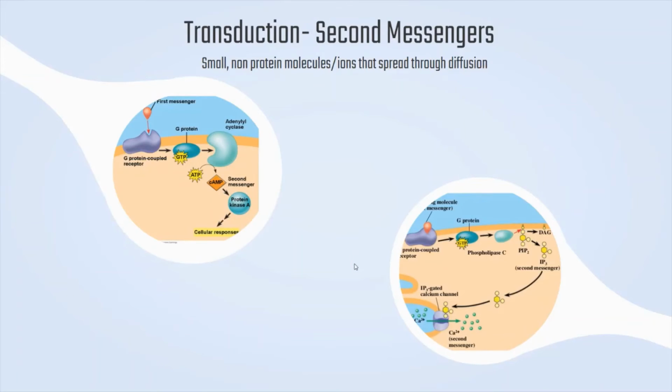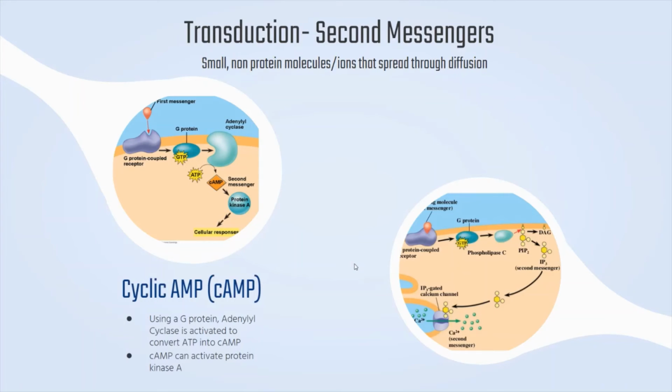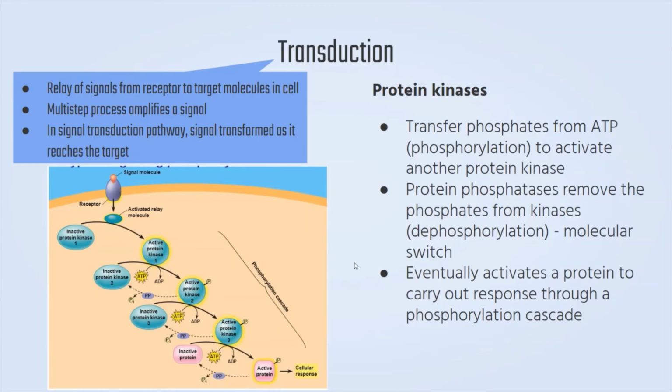In transduction, second messengers also play a role, which are small non-protein molecules or ions that can spread through diffusion. The first example is cyclic AMP. So using a G protein, as discussed before, an enzyme called adenyl cyclase will be activated. The purpose of adenyl cyclase is to convert ATP into cyclic AMP. And cyclic AMP can activate the protein kinase A, which we discussed in the previous slide.